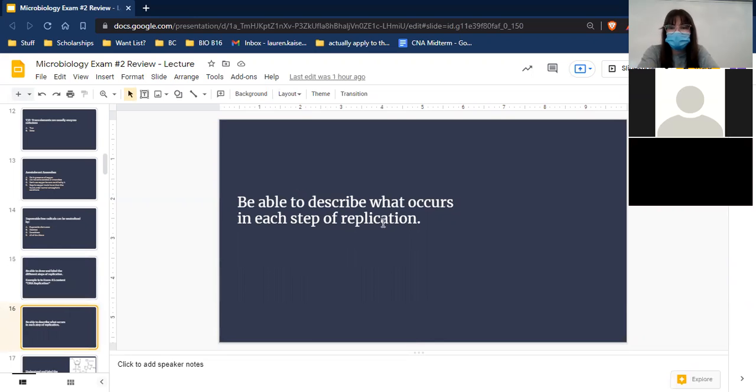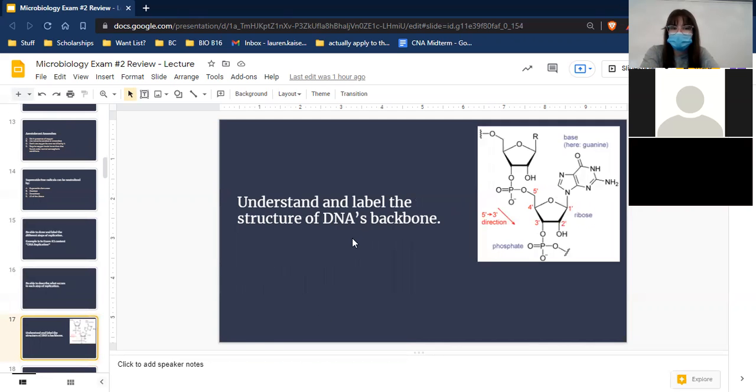Okay, another key point is to be able to describe what occurs in each step of replication, like how the different enzymes work together with each other and how they ultimately replicate DNA. Another key point is to understand and label the structure of DNA's backbone. Understand the 5' versus the 3', how that looks, the phosphate group, the pentose sugar, and the base here. This isn't a unique picture; I pulled this straight from the lecture, so look at this, and there are more examples in the actual lecture.